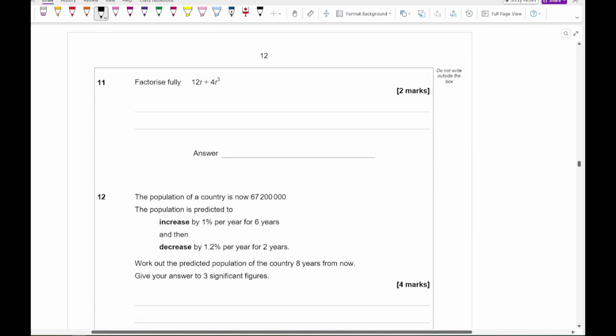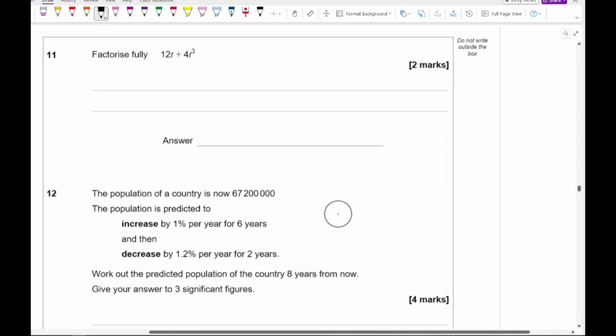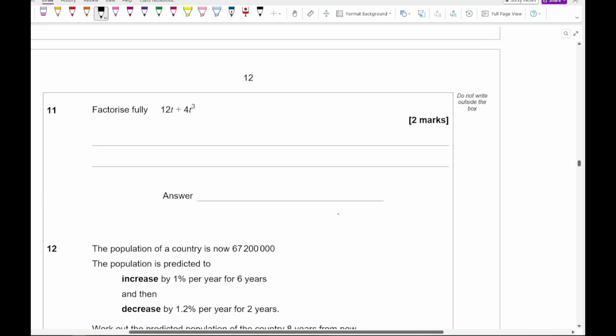Moving on to question 11, it says to factorise fully, let's just zoom in so we can see it all in its entirety. Factorise fully 12t plus 4t cubed. Now for this, all we need to do is take out the common factor of 12t and the common factor of 4t cubed. So the highest common factor of the numbers is 4, and both terms have got the letter t. And then what do we multiply 4t by to get 12t? Well, that's going to be 3. And what do we multiply 4t by to get 4t cubed? That's going to be t squared.